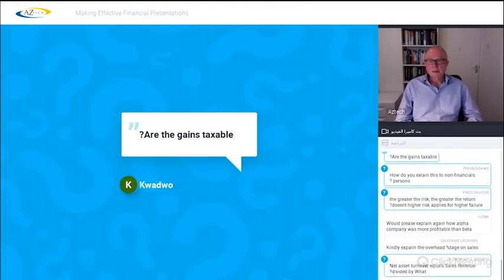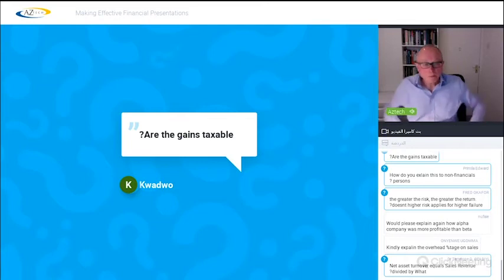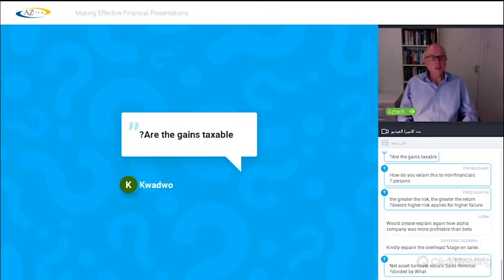So one of the questions, this question came in from the earlier session: are the gains taxable? If by the gains you mean profits, then that will depend on the part of the world you're living in. In most parts of the world, certainly in Europe and North America and Australia, if you make a profit in your business, then yes, the gains will be taxable. In some parts of the Middle East, Saudi Arabia, for example, the profits themselves aren't taxable.